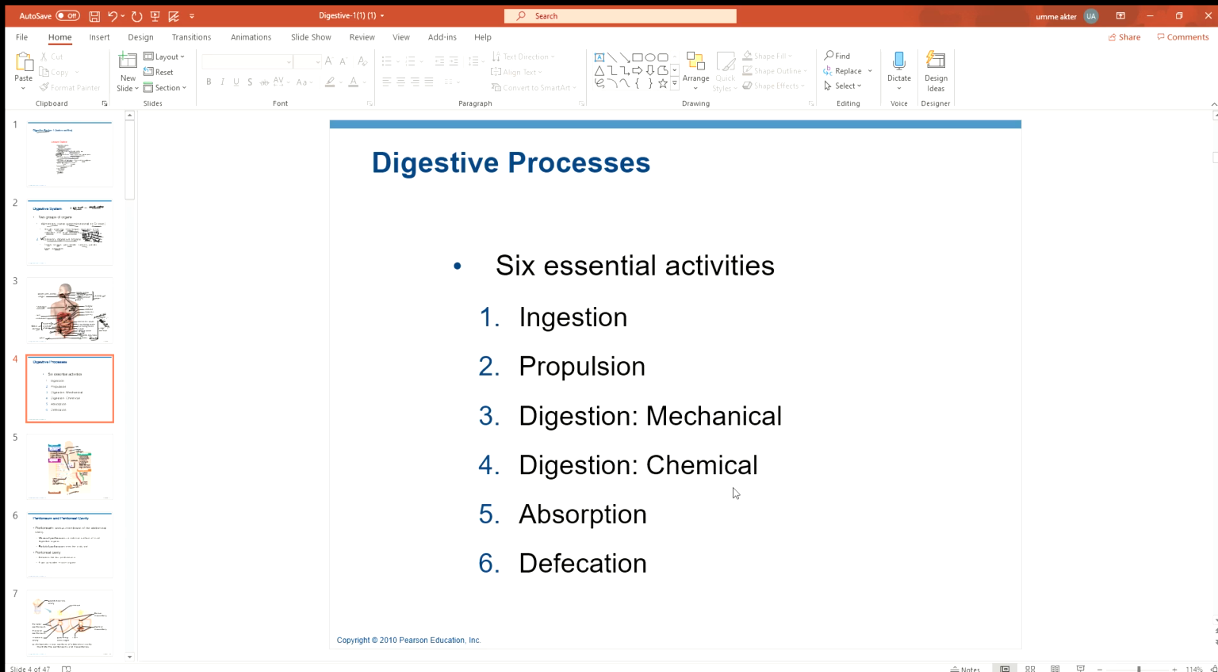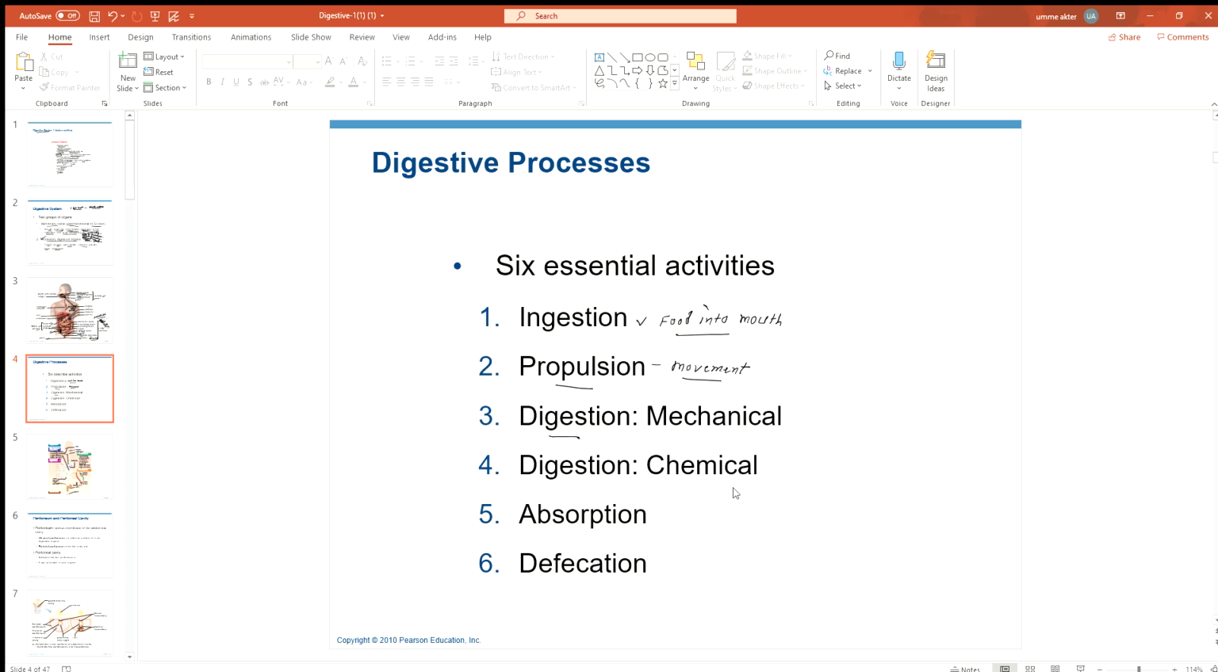Processes that take place in the digestive system. Ingestion, putting the food in the mouth. Food into the mouth. Very simple. The first thing you do is put the food into the mouth, and that is ingestion. Then propulsion. Propulsion is the movement of food through the GI tract. You know that food starts to move downwards. That is the propulsion. Then digestion.